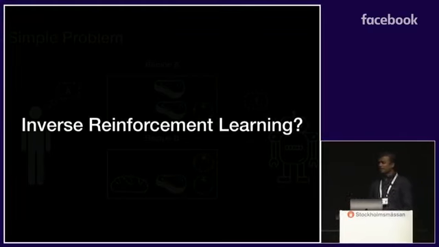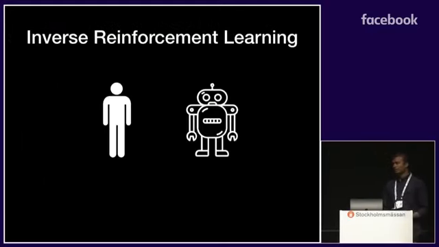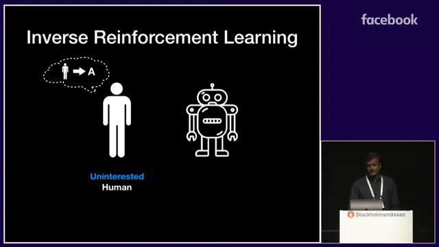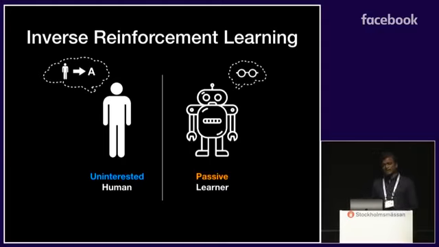There are ways to relax this, however, and it's a second issue that's a little bit more problematic. In inverse reinforcement learning, the human is assumed to be a demonstrator, i.e. they accomplish the task efficiently. What that really means is the human is uninterested in what the robot does or learns. The human's sole goal is to achieve the task. The robot is also assumed to be a passive learner. The robot cannot interact with the human and can only simply observe the human.